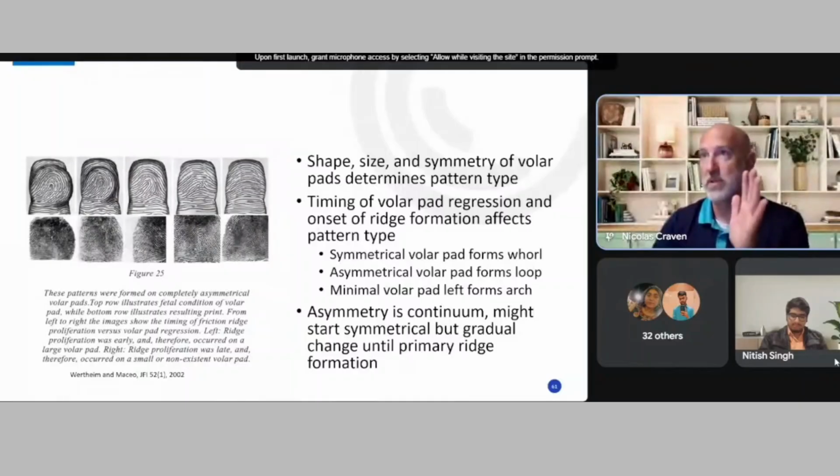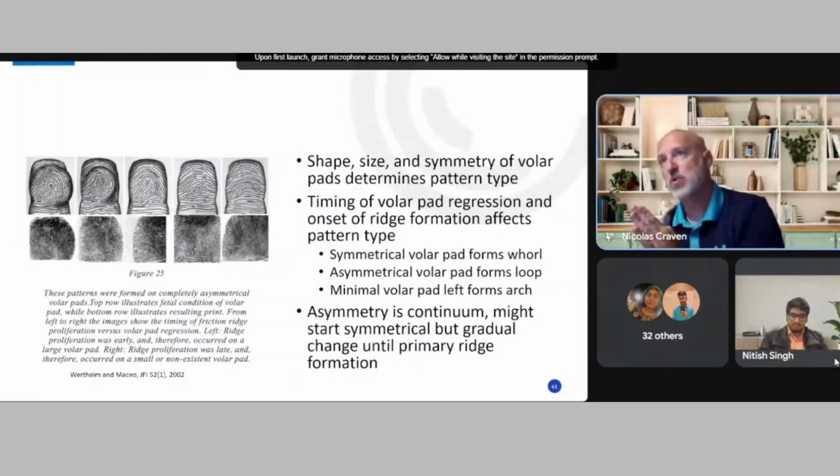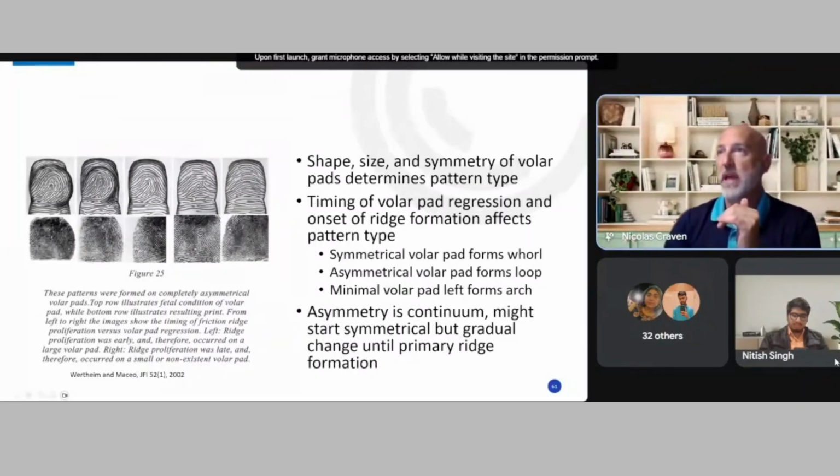The swelling, the volar pad, starts to regress, but it's still leaning towards one side. Then you're going to have smaller and smaller loops until, again, you get one that doesn't have any of the volar pad present, and that creates an arch pattern. Okay.